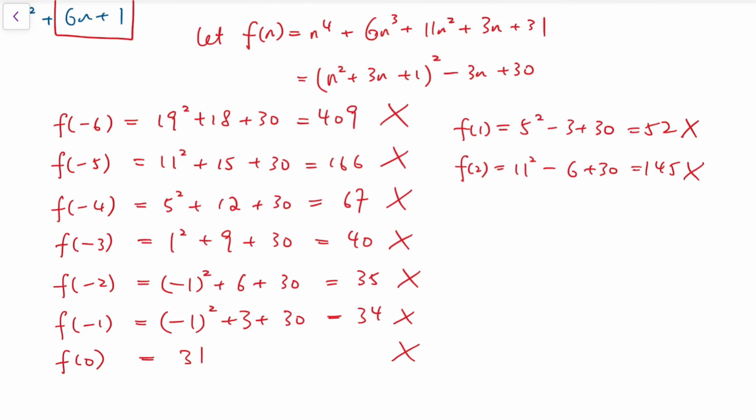To speed up calculations, I've rewritten the given quartic as n squared plus 3n plus 1 all squared minus 3n plus 30, so that for the square part, it will be easier to calculate by hand. And we can see that all the outcomes are not perfect squares, so the only answer to this problem is that n equals 10. This is the only solution.